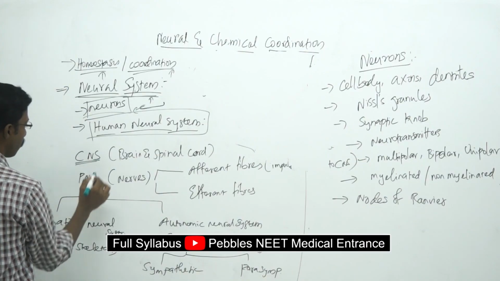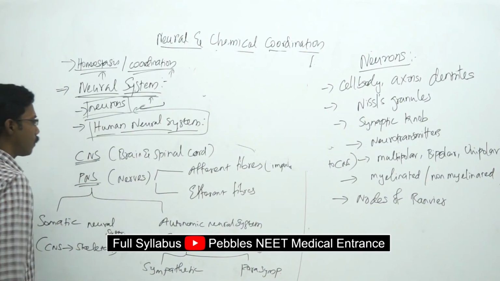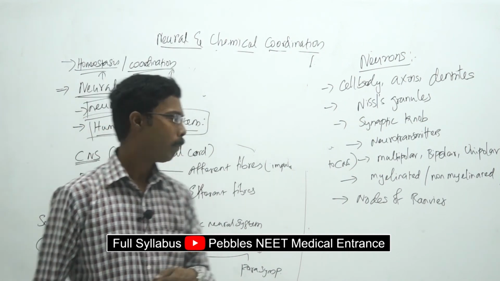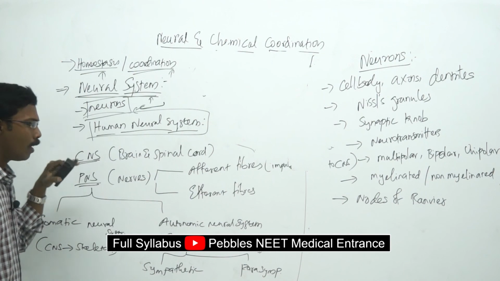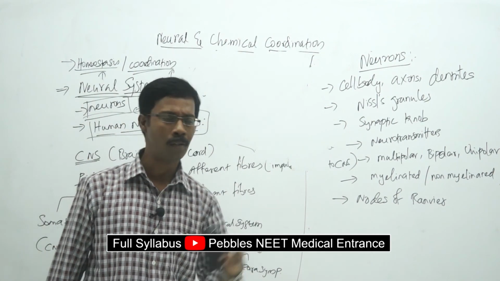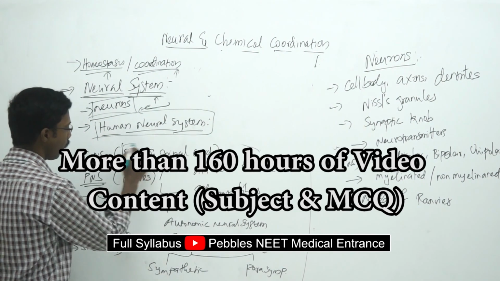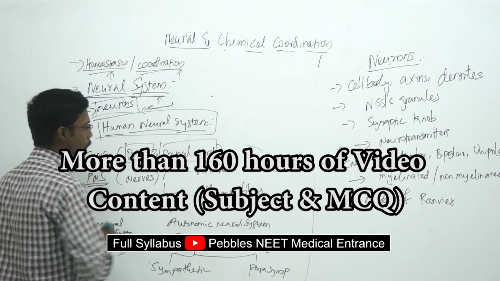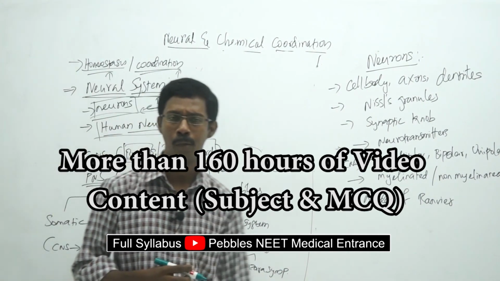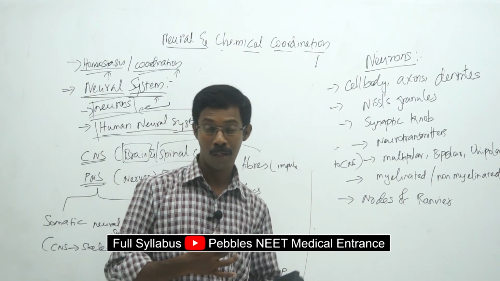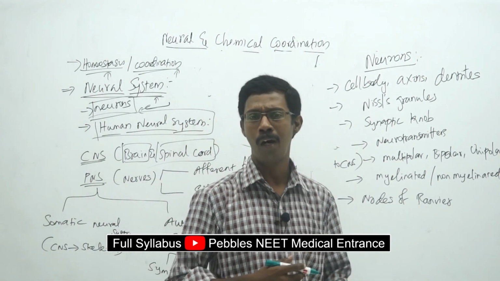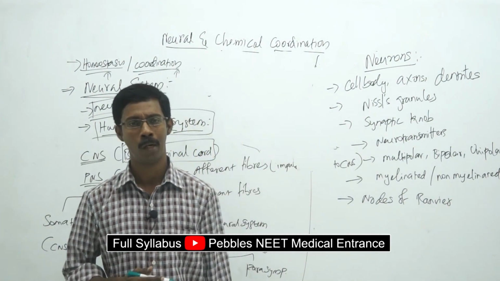There are two major parts of the human nervous system, CNS and PNS: central nervous system and peripheral nervous system. The central nervous system comprises two major parts, brain and spinal cord. Brain and spinal cord together make the central nervous system. They are going to control almost, not 100%, almost all the functions of the human body.